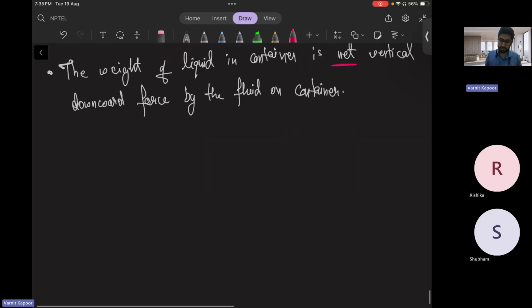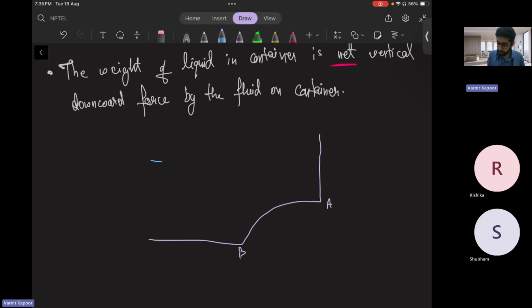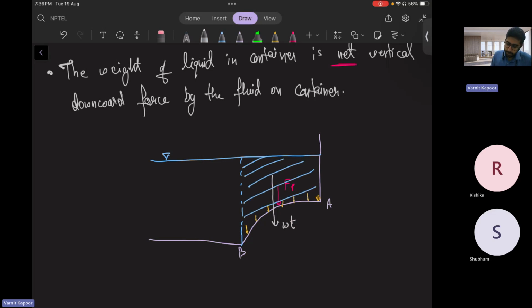Okay. So suppose you have a scenario like this, a beaker of this kind of shape. This is a point A, this is a point B. Fluid is filled. This is a reference from here till here. Pressure force is going to act on this, and net pressure force is going to be FP. Also, there is weight of the liquid. So your net vertical force, V for vertical.